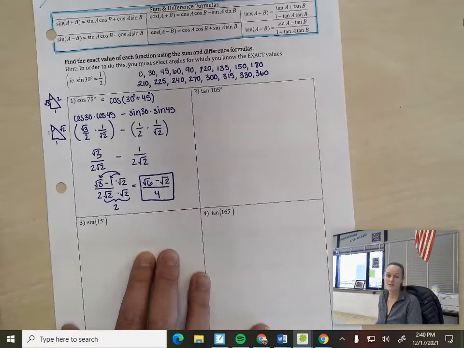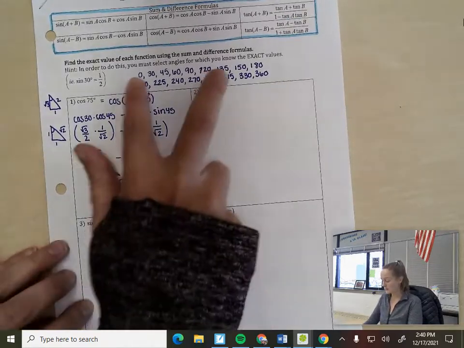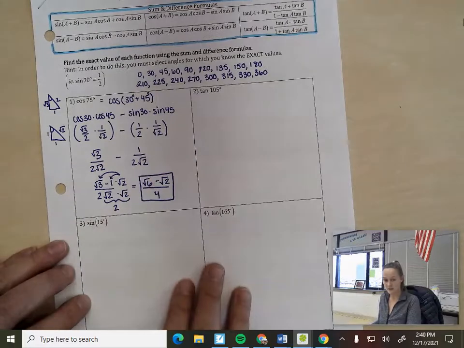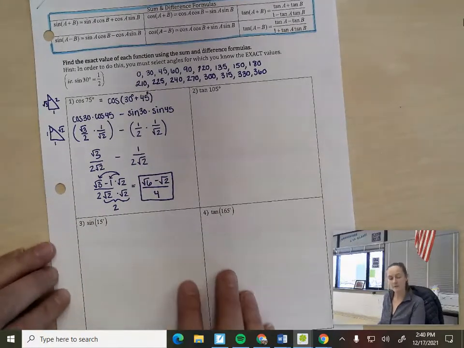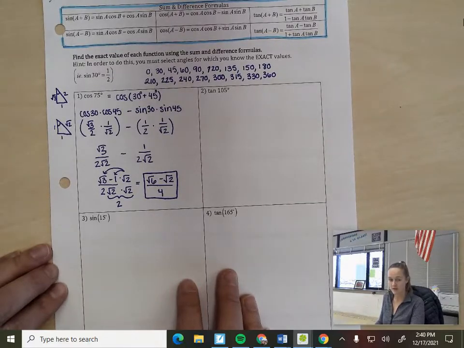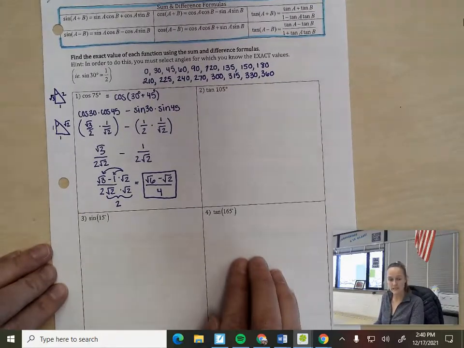So for every single one of these, I'm going to try and find two values from up here that, when added or subtracted, can get to this value. I think it would be important for me to show you a tangent one because that formula is a little bit different. So let's jump down to tangent of 165 degrees.